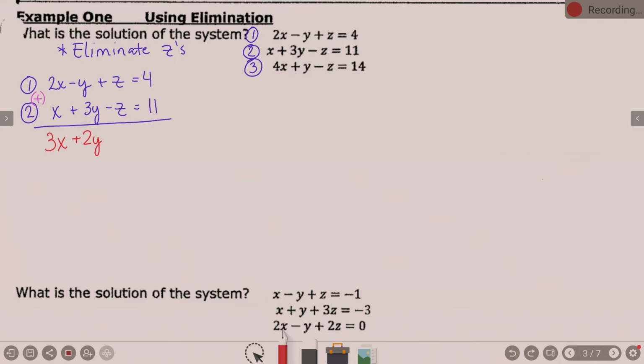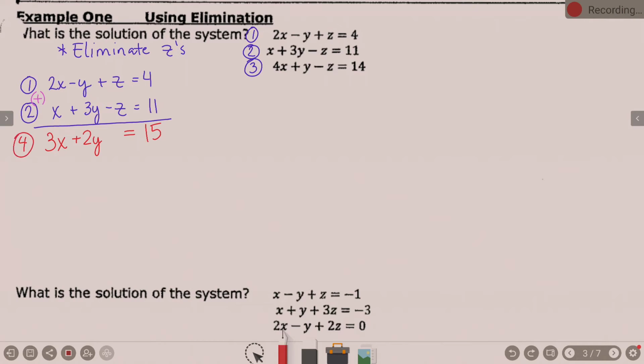Z plus negative z. It cancels, which is the whole point, right? Carry down your equal sign. 4 plus 11 is 15. Okay, this is one of my new equations. I'm going to call this equation number 4.